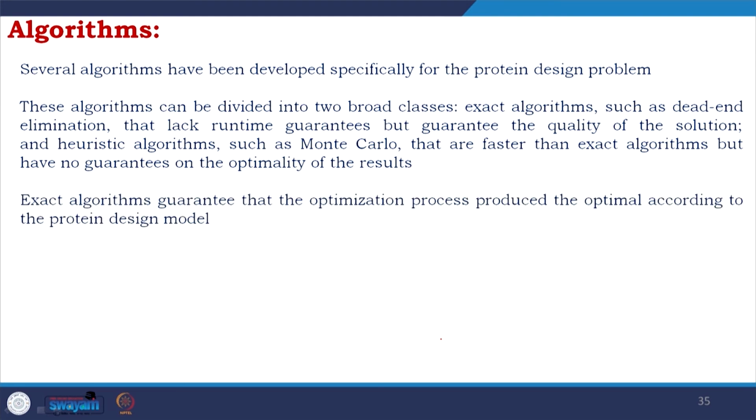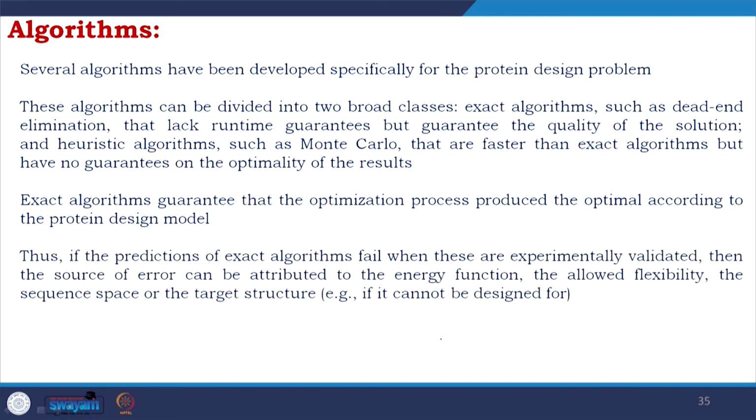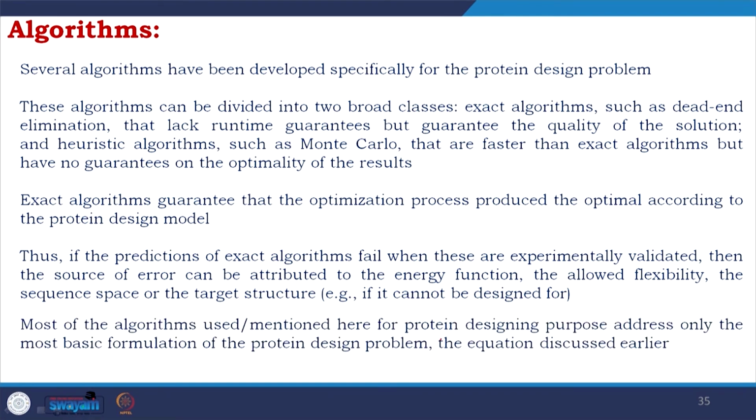Exact algorithms guarantee that the optimization process produces the optimal result according to the protein design model. Thus, if the prediction of exact algorithms fails when experimentally validated, then the source of error can be attributed to the energy function, the allowed flexibility, the sequence space or the target structure. Most of the algorithms mentioned here for protein designing address only the most basic formulation of the protein design problem, the equation which we have already discussed for measuring the minimum energy ET.